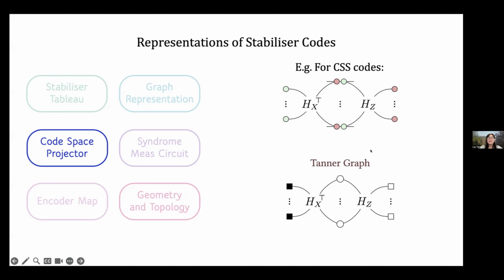So one natural question is, can you generalize tensor graphs to stabilizer codes? Because the correct generalization could be something that's also a code space projector, for example, which we'll see later in this talk.